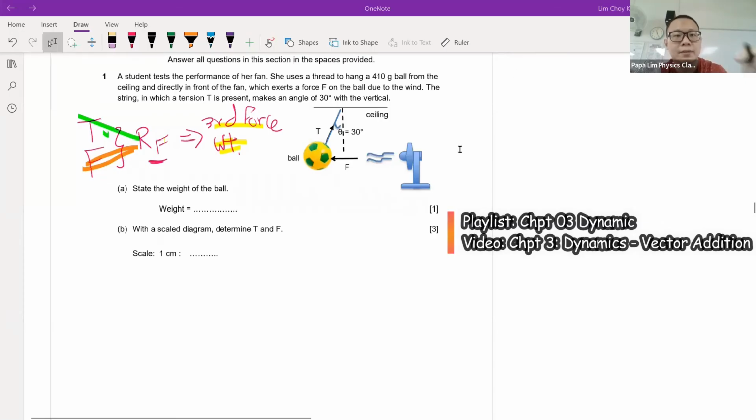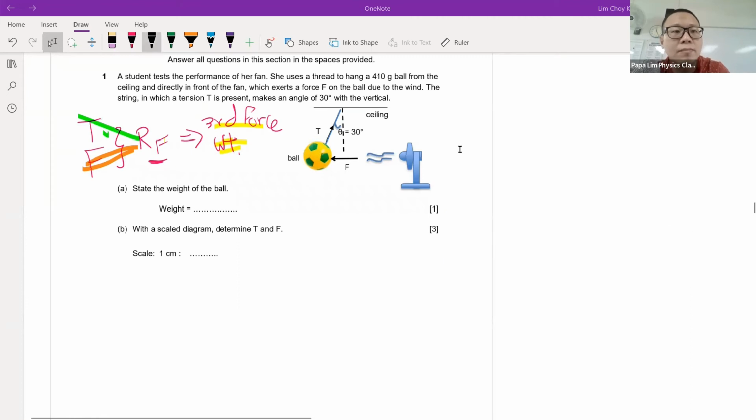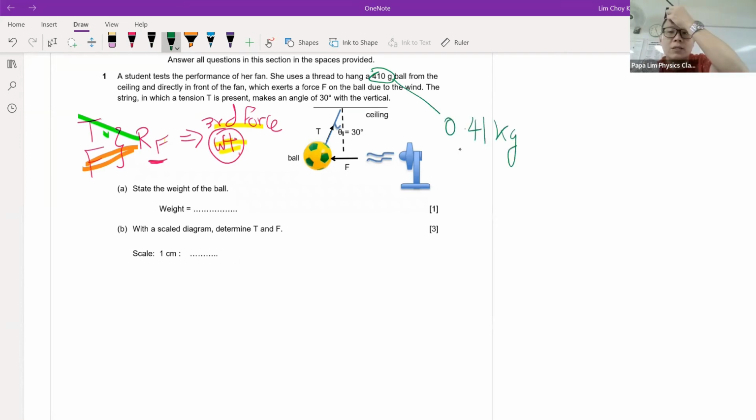Now, for the question, before we start, just take a look. Since we are given the weight of the ball itself, take note of a simple conversion. The ball is given as 410 gram. 410 gram is 0.41 kg, and 0.41 kg is equivalent to 4.1 Newton. So in terms of vector addition, the weight of the ball is 4.1 Newton. That's what we are going to use to derive the answer.